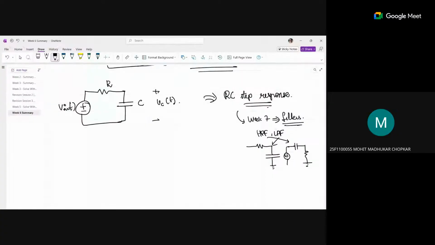Capacitor is directly connected to the positive terminal. And it depends across which component you take the voltage. If you take the voltage across Vc of t, it is a low pass filter. If you take the voltage across the resistor, then it's a high pass filter.